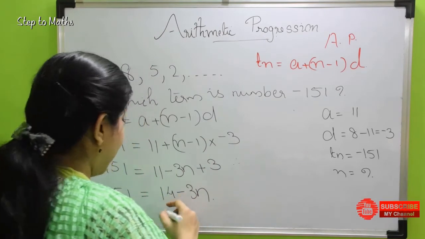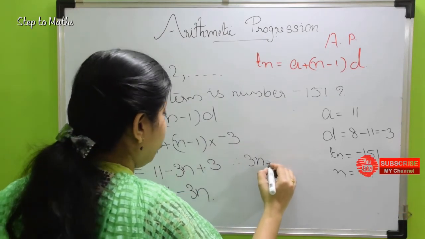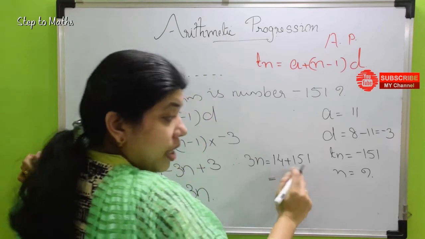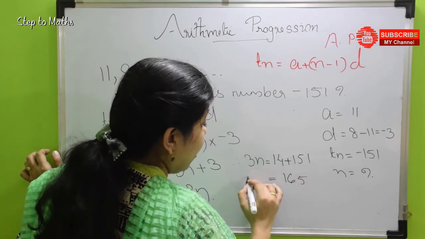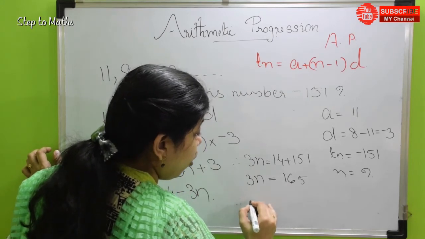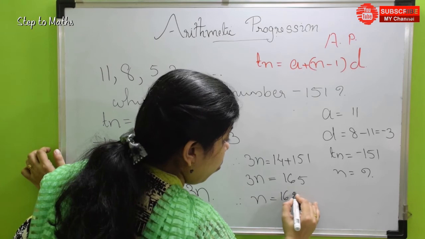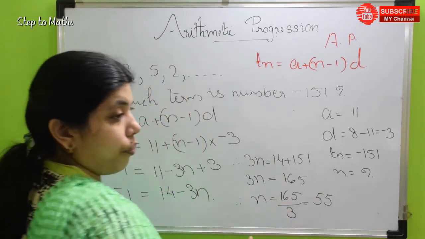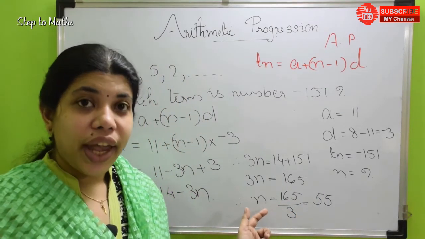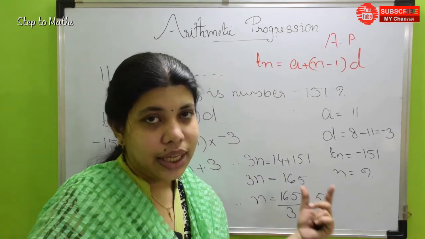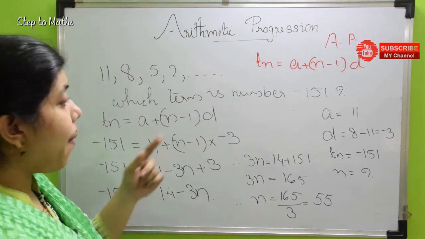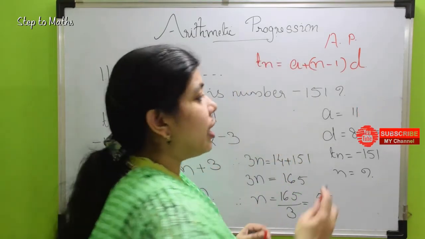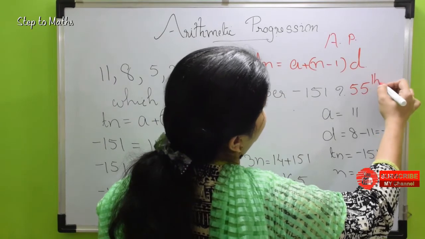Therefore, we can write this equation as 3n is equal to 14 plus 151. 14 plus 151 is equal to 165. 3n is equal to 165. Therefore, the value of n is equal to 165 upon 3, which is 55. The value of n is equal to 55. That means the number minus 151 is the 55th term of this arithmetic progression.